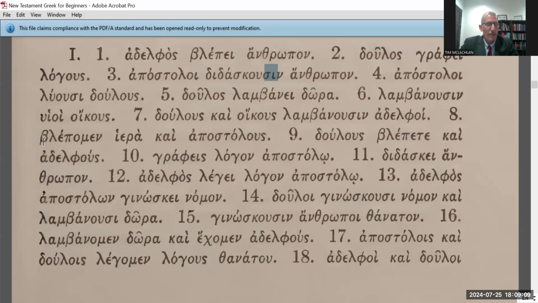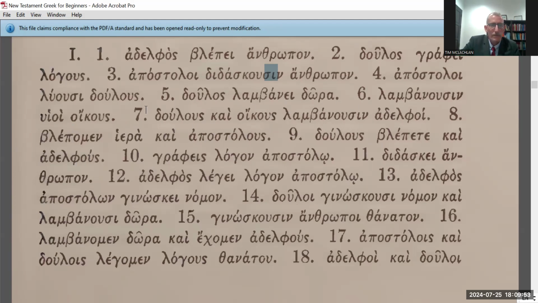Number 8, blepomen, we see. And what do we see? We see a temple. Hiera, kai apostolus, which would mean apostles. And the apostles again was in the accusative, so these are the ones that are being seen. And you don't have a separate subject in this case. Again, you'd have to look at the verb. You recognize omen, which means we. So this is telling you the subject is we. Okay, so that's just to help you through there. What number are we up to here? I might as well continue, I guess.